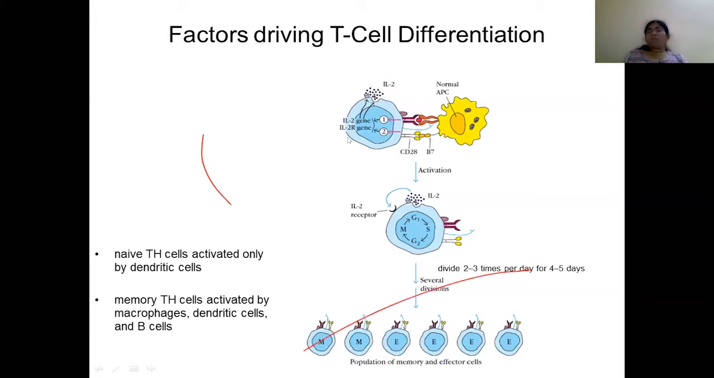Along with that, an important factor for T cell activation is interleukin-2. Interleukin-2 acts on the interleukin-2 receptor on the T cell, which ultimately differentiates the T cell into its various phenotypes which we have discussed earlier.